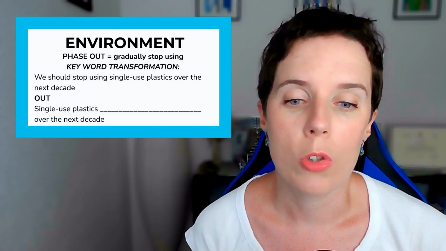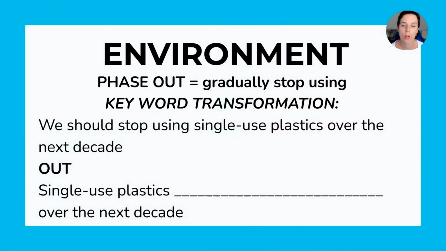Let's take a look at our keyword transformation task. So our sentence is, we should stop using single-use plastics over the next decade. We've got out. We know that that's part of phase out. Ooh, look here. Single-use plastics. Look. Your object has suddenly switched to the front of your sentence. You know what that means. Shouldn't have to tell you, because I've already told you once. So we've got single-use plastics, something over the next decade. You've got 5 seconds. Take a look. Write in the comments if you think you know the answer. Off you go.